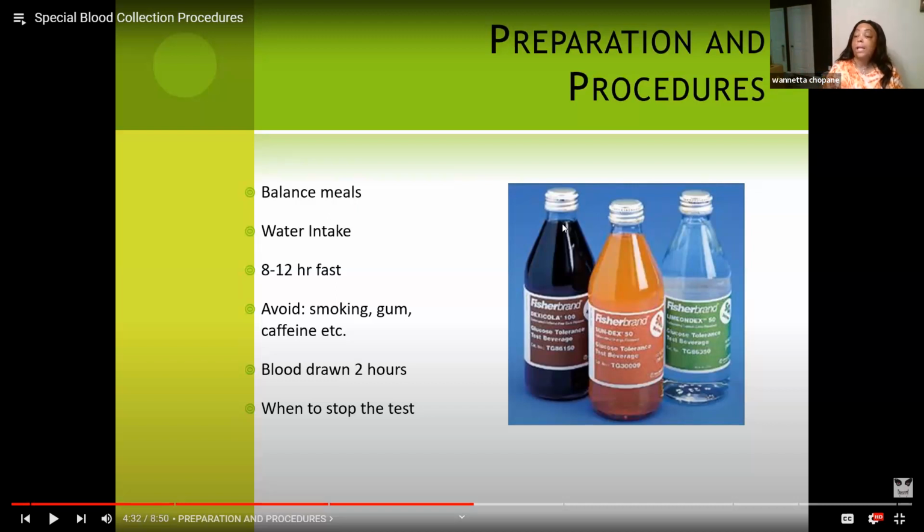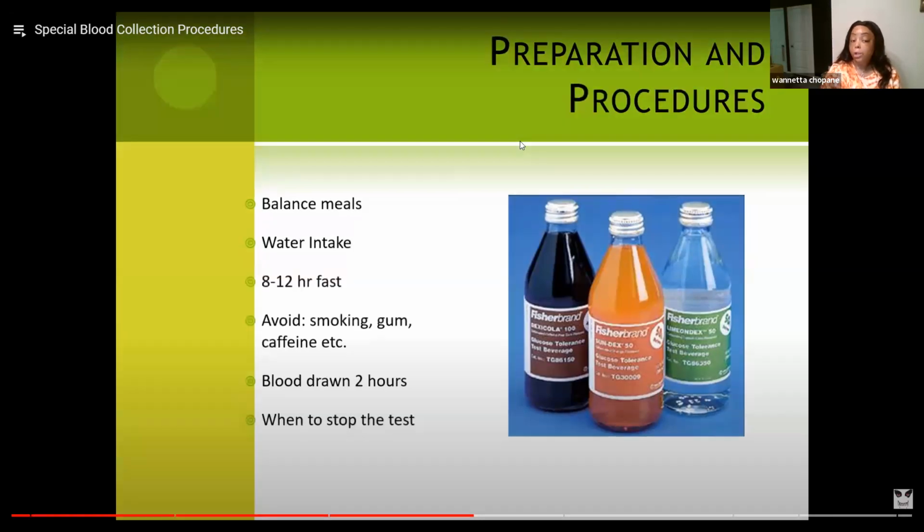Then as a lab, you have to call the doctor's office and let them know, okay, Miss Chopin, she threw up half of her drink. What do you want us to do? And typically they may say, have her come back the next day, but just know that you have to communicate with the doctor's office, okay? And this is just reiterating that the patient needs to be fasting. The water intake that they are allowed to have is sips of water. They need to avoid chewing gum or caffeine.